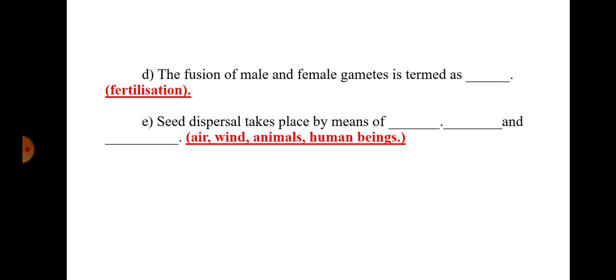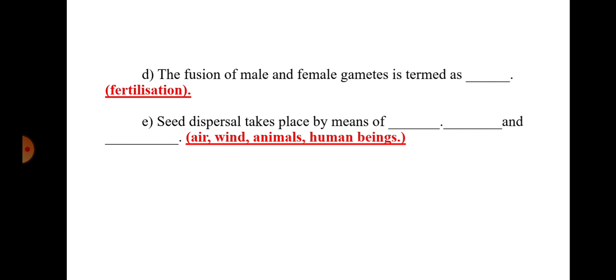E. Seed dispersal takes place by means of dash, dash and dash. Seed dispersal takes place by means of air, wind, animals, human beings. Okay, the answer is air, wind, animals, human beings.